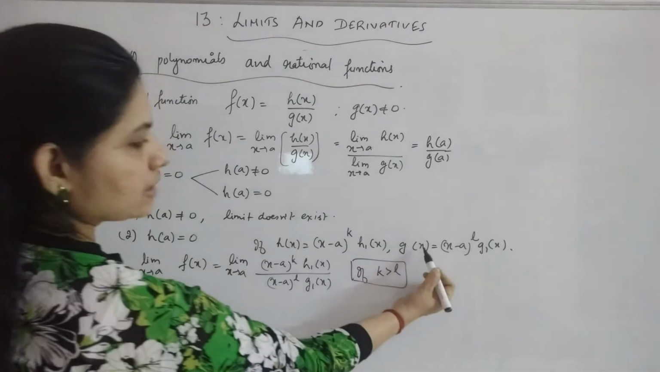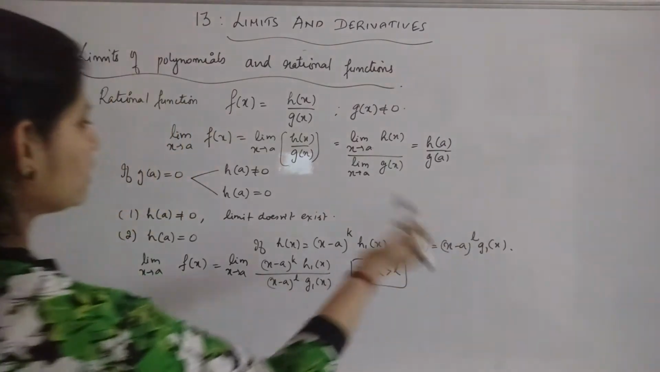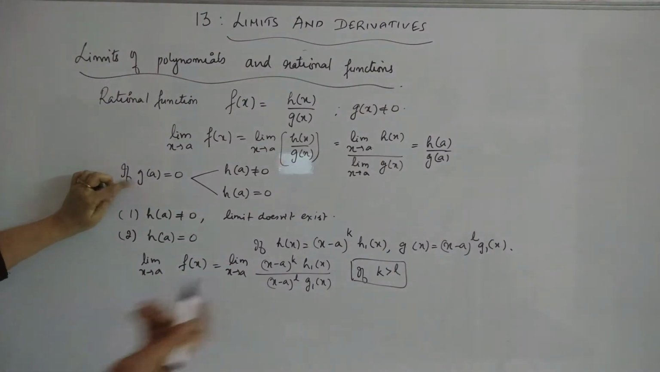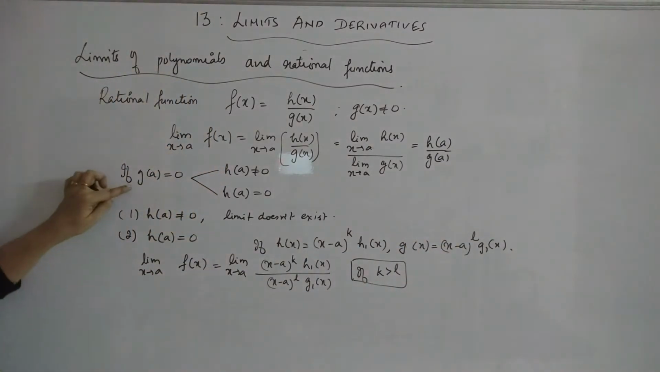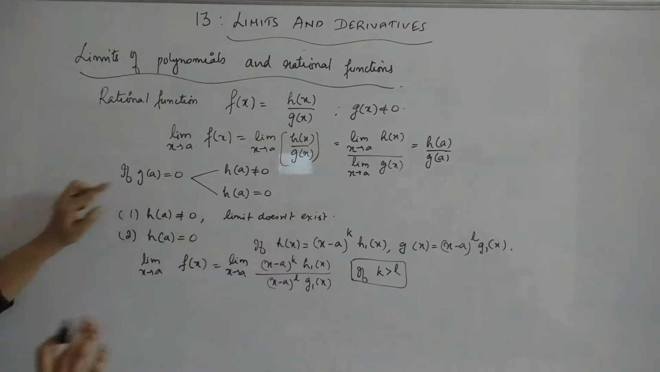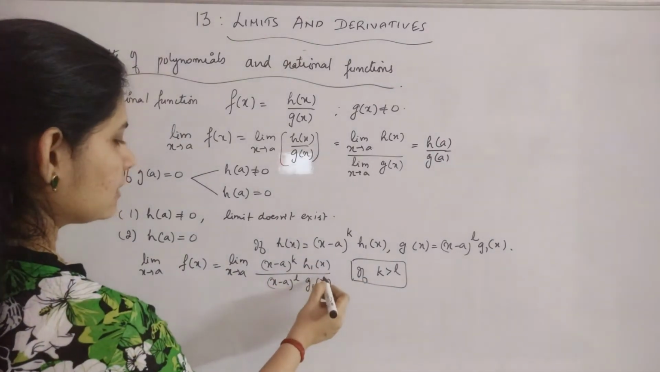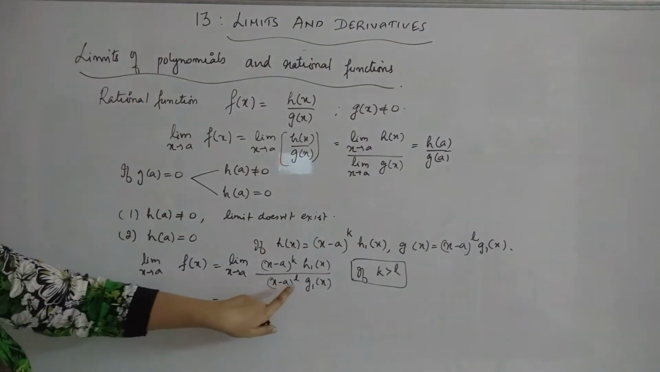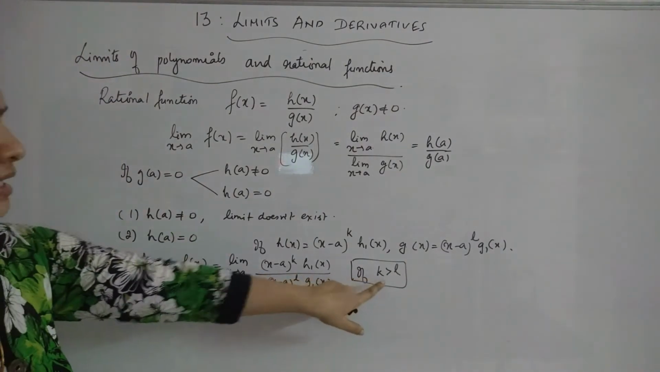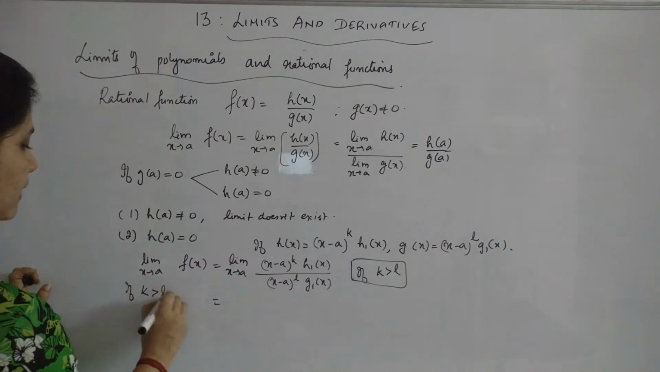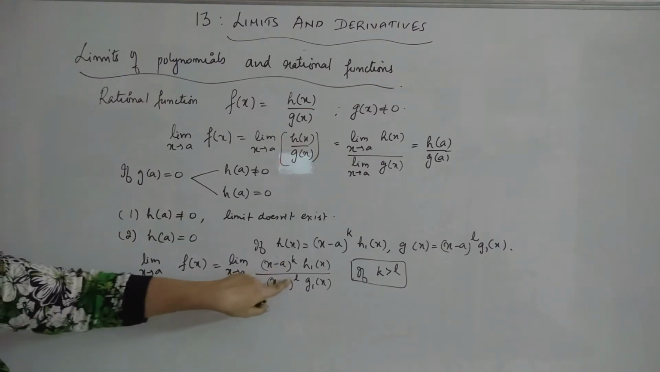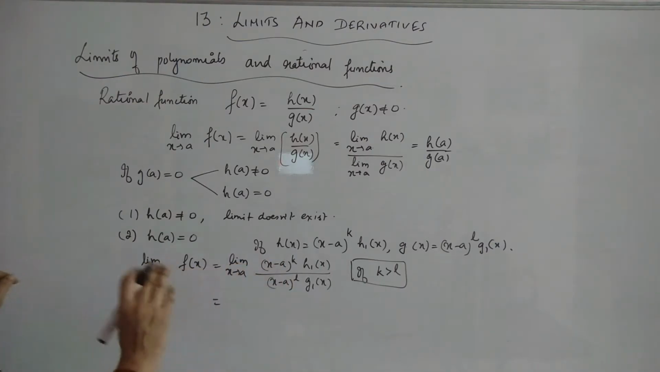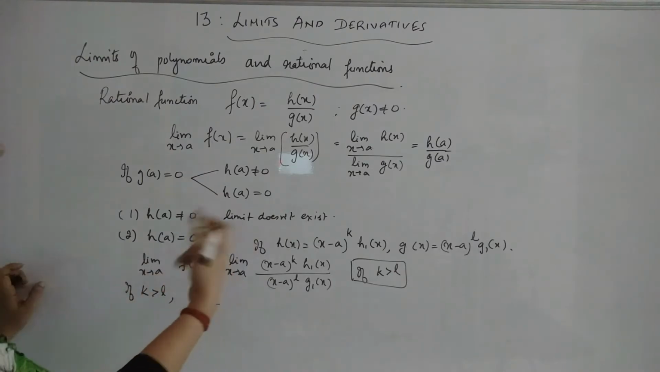And why we are taking it like this: here we have already seen that g of a is 0. So if I substitute here g of a, you will get a minus a, which is totally 0. Okay, so that is being satisfied for g of x by this condition. Now, we have taken that k is greater than l, that means the power in the denominator is lesser, so you can just cancel it out completely. So the remaining thing will be x minus a raised to k minus l, whatever remains after the cancellation.